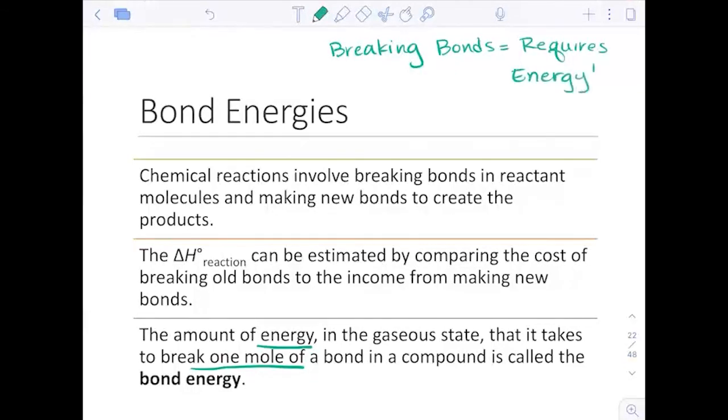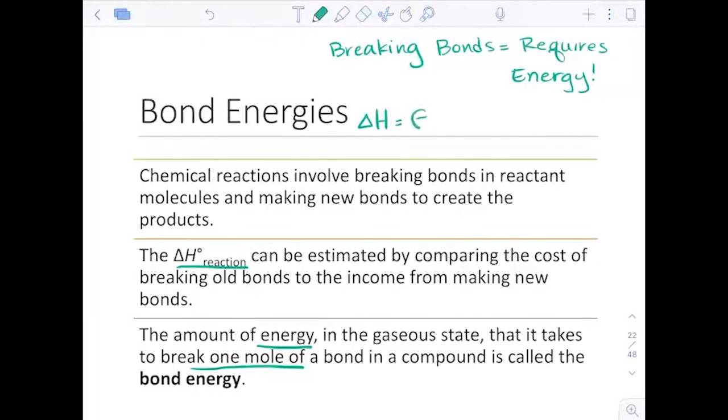Forming bonds is what releases energy. Now, the overall delta H of a reaction can be estimated. The overall bond energy exchange in a reaction can be estimated by comparing the cost of breaking old bonds to the income of making new bonds. So what we can look at with delta H of a reaction is really just the amount of energy for bonds forming and bonds breaking.